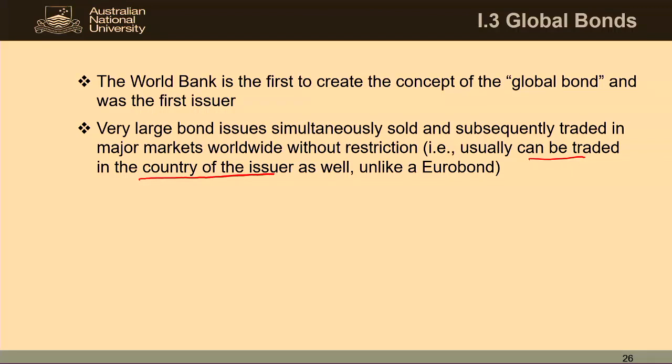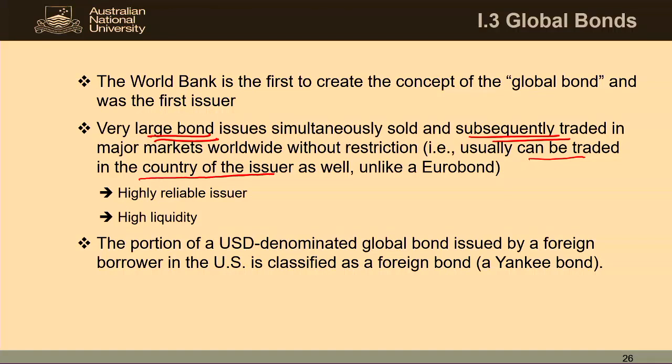The World Bank is the first to create the concept of the global bond, and is also the first issuer of the global bond. Because of the features of the global bond, very large bond issue and simultaneous trading, it requires the bond issuer to be an issuer of very high credit rating and very reliable. Otherwise, this can create catastrophe for the worldwide market. And also, this is a very liquid market.